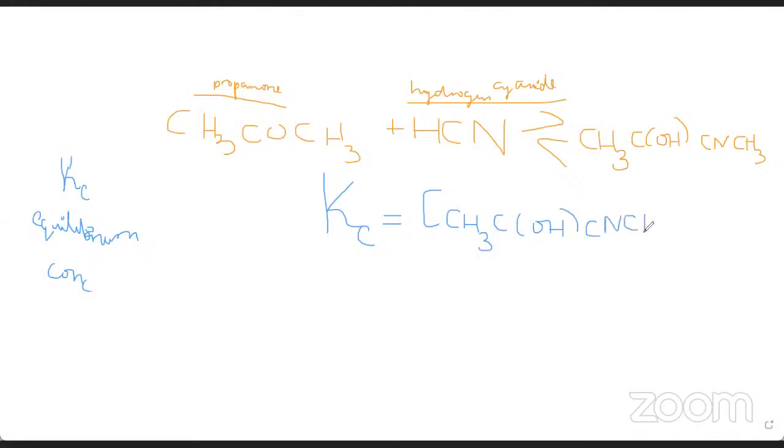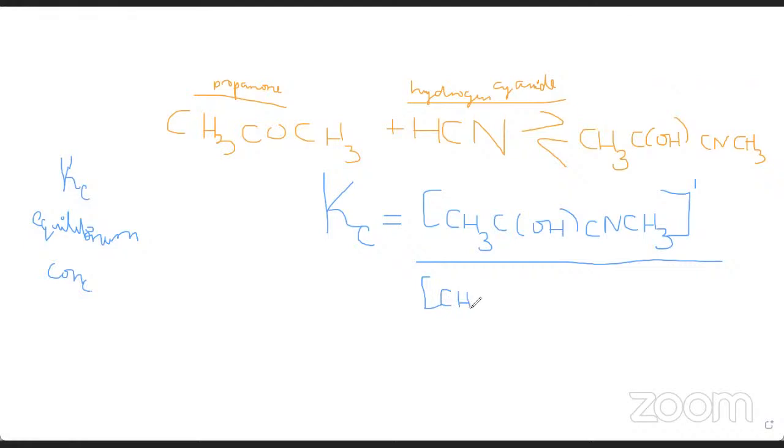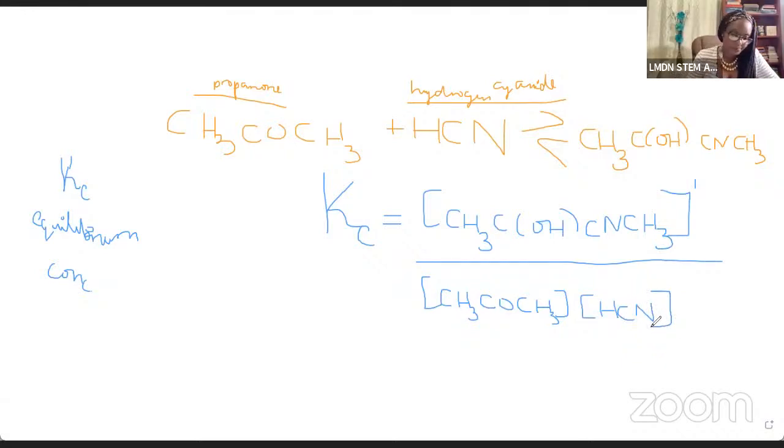Yes. So it's this, and as you notice, there are no stoichiometric coefficients, right? So it would just be essentially an imaginary one, right? And what's in the bottom? And HCN. Okay, so that's our Kc, right?